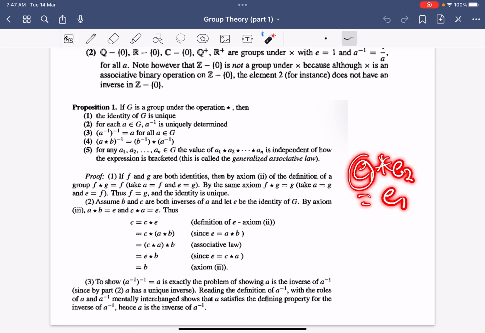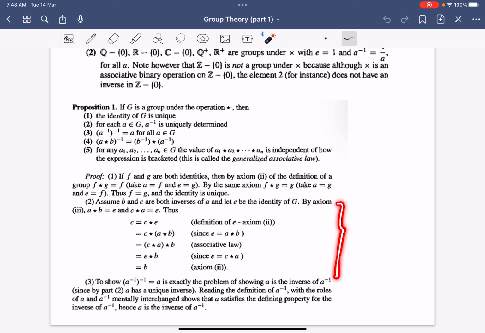Because E2 is identity, so it becomes E1. But because E1 is also identity, this is E2, so E1 and E2 are equal. So you're done. And how do you prove that the inverse is unique?